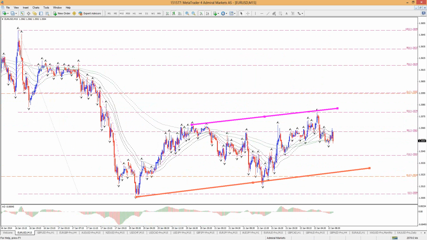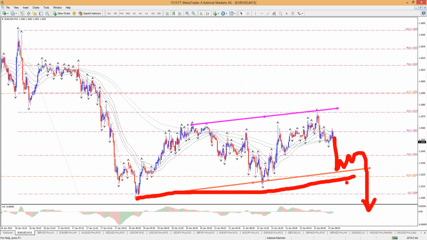So what I would like to see is a drop, then a pause, and then the next drop would be a break of this trend line, a break of this potential bear flag, and most likely continuation. So then I would be interested in the euro. At the moment, not, because it's too early to sell in my opinion.